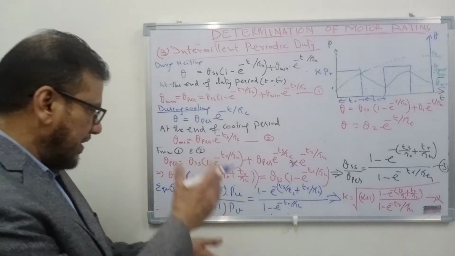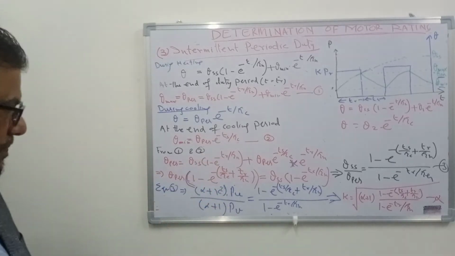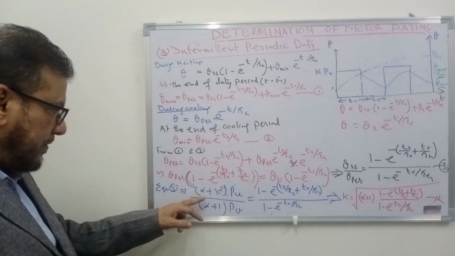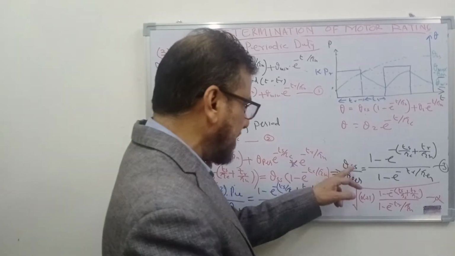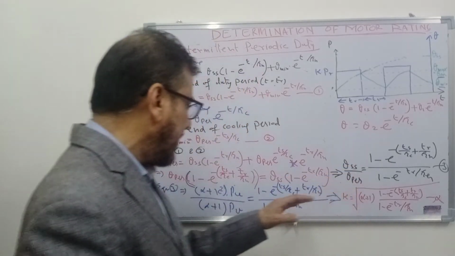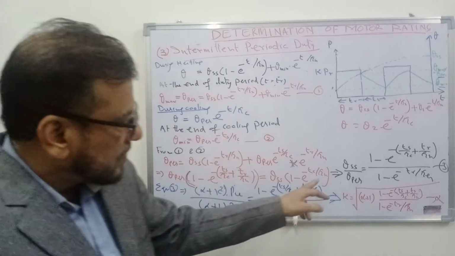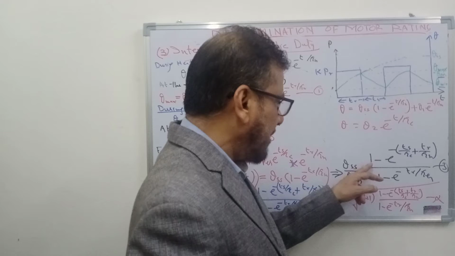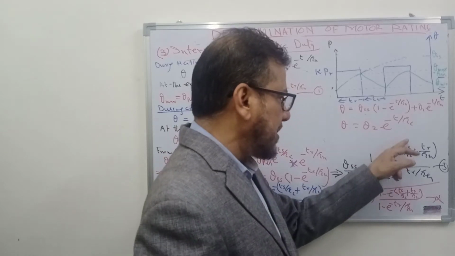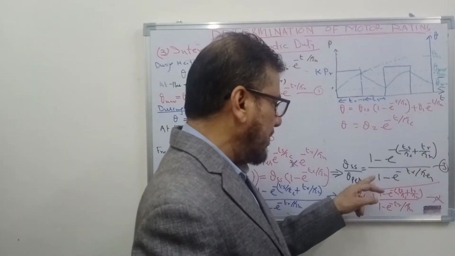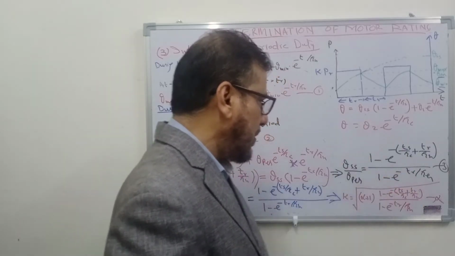Now you can just rearrange this equation and it can be written as theta ss upon theta per. Just take this on this side and this on this side. So this equation becomes like this: 1 minus e to the power minus TS upon tau c plus TR upon tau h, divided by 1 minus e to the power minus TR upon tau h.